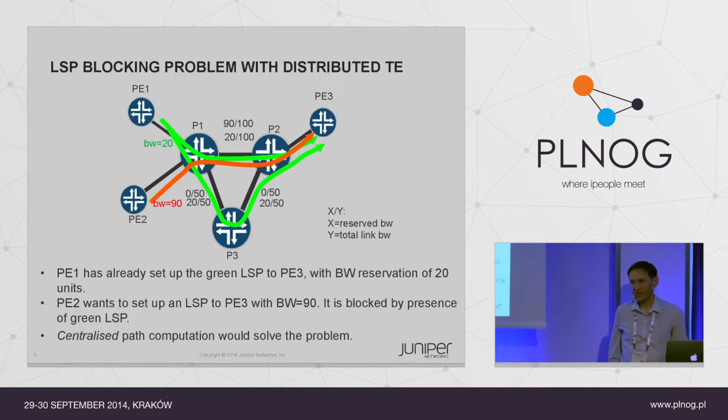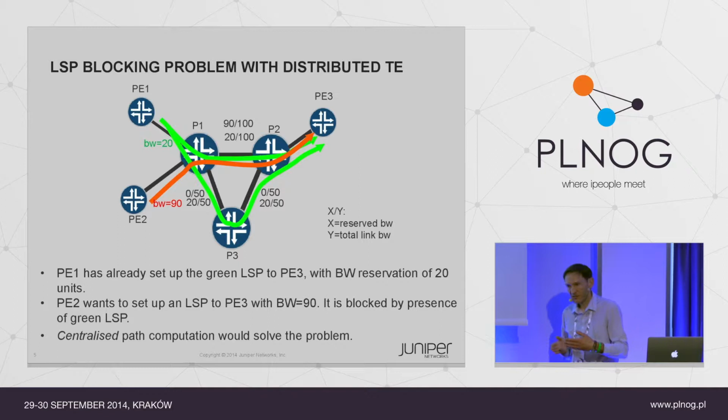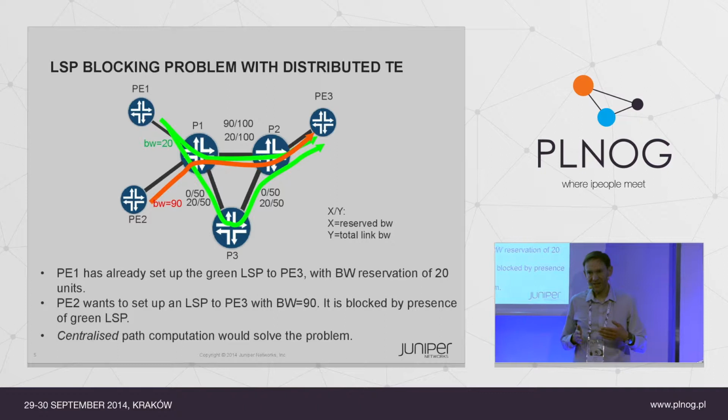So this is the classic TE blocking problem that occurs with distributed traffic engineering that's solved by using a centralized controller. Now, this is a very extreme case where an LSP was completely blocked from being set up from one router because of the presence of another LSP from another router. In a real network, perhaps even if you're using distributed traffic engineering, all of the LSPs in practice would be able to be set up.